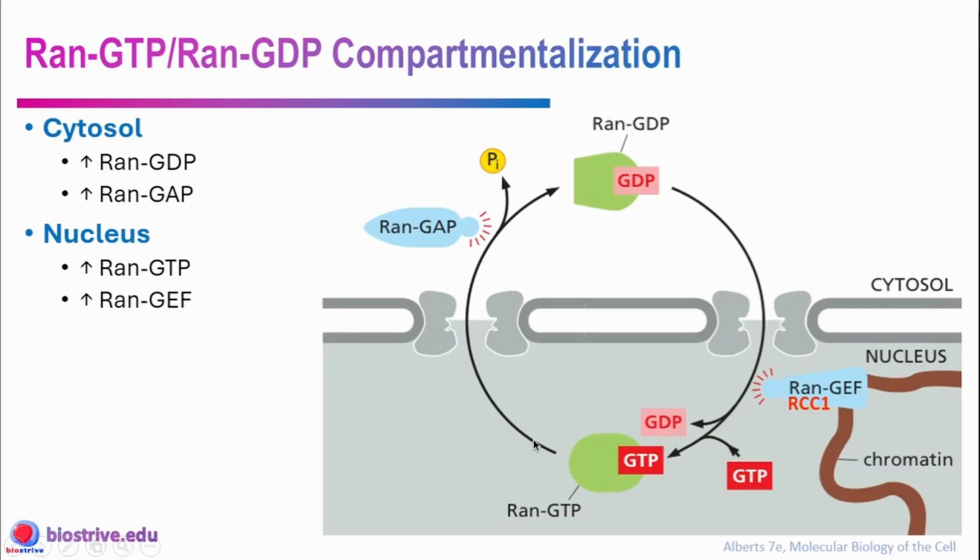This RAN-GTP will pass through its specific receptors and come to the cytoplasm. In the cytoplasm, there is a higher concentration of RAN-GAP, and this RAN-GAP will hydrolyze the phosphate, and there will be RAN-GDP. Now this RAN-GDP will cycle back to the nucleus. In the nucleus we have RAN-GEF, which again exchanges the GDP, removing the GDP, and that's how this cycle operates.